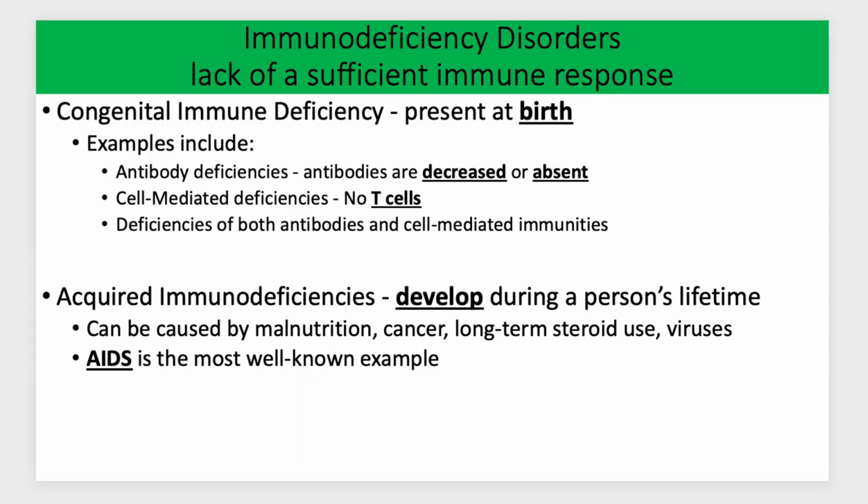So some immunodeficiency disorders, these would be a lack of a sufficient immune response. So we have congenital immune deficiency, which would mean from birth. This would include antibody deficiencies, so the antibodies, there aren't enough or they're not there at all. Cell-mediated deficiencies, so a lack of T cells, or you could have a deficiency of both antibodies and these cell-mediated immunities. If it's acquired, that means it develops throughout your lifetime. That could be caused by malnutrition, cancer, certain kinds of treatments, and even viruses. And the most common example of this would be AIDS.